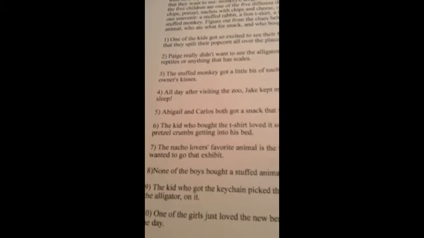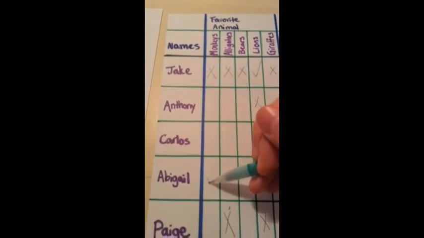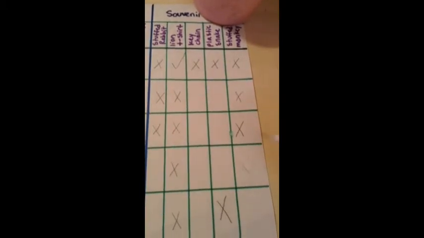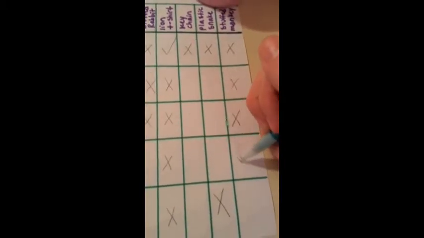Clue number 3 says the stuffed monkey got a little bit of nacho cheese on its face from its owner's kisses. Clue 7 says the nacho lover's favorite animal is the monkey, which is why they wanted to go to that exhibit. Since we know that none of the boys bought a stuffed animal, we can conclude that Abigail's favorite animal is the monkey. She has bought nachos for a snack, and she has bought a stuffed monkey as a souvenir.